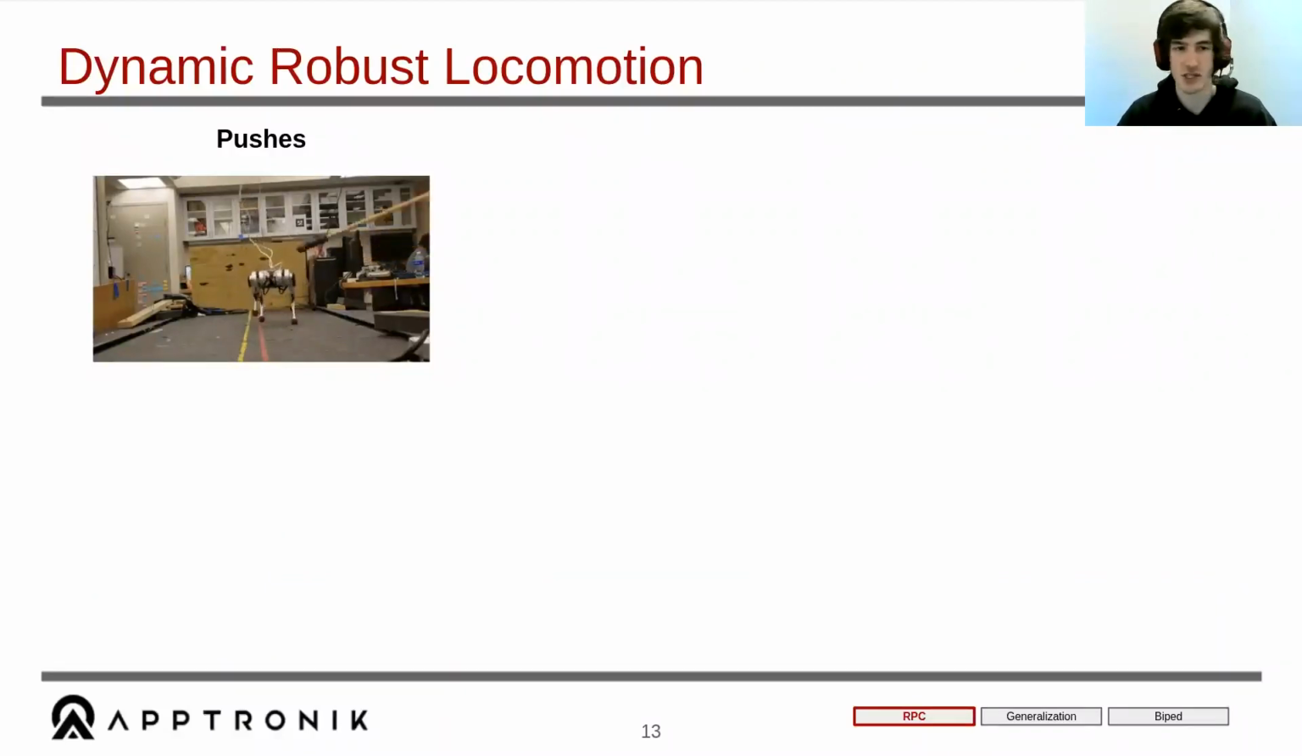So the first one is just a set of pushes where I basically have this stick and I'm just beating the robot and pushing it in different ways.